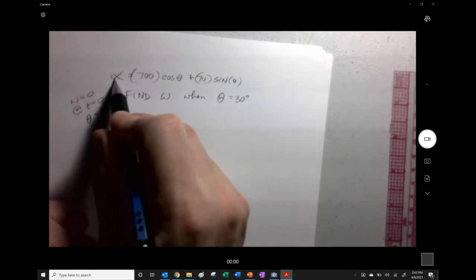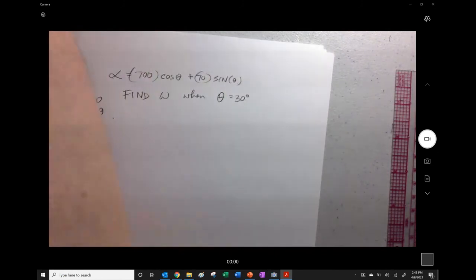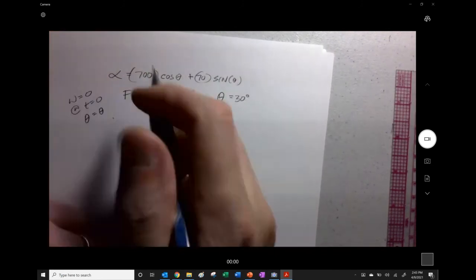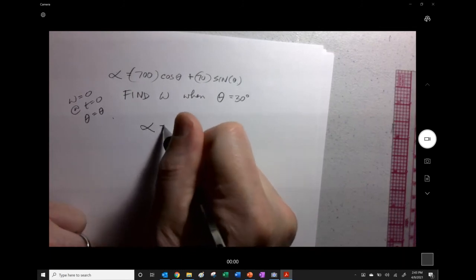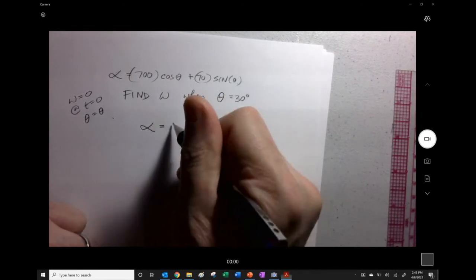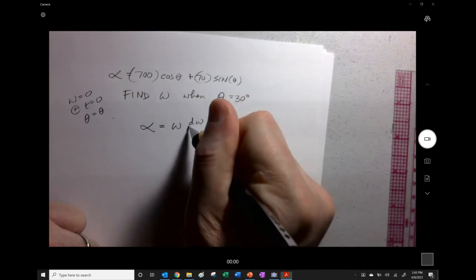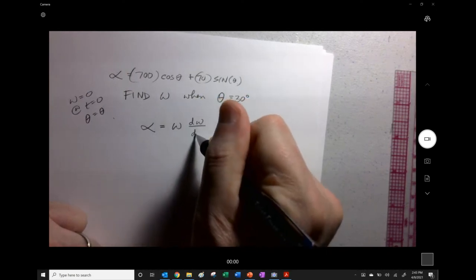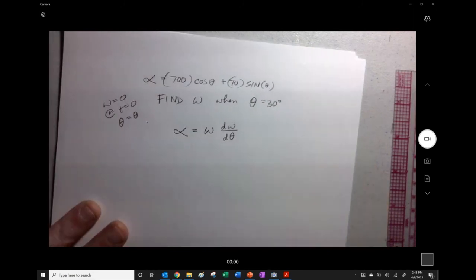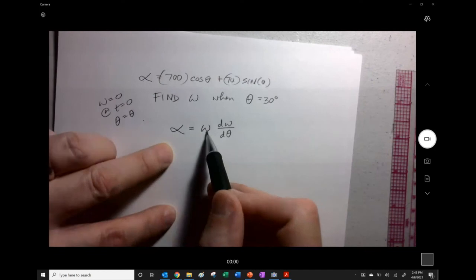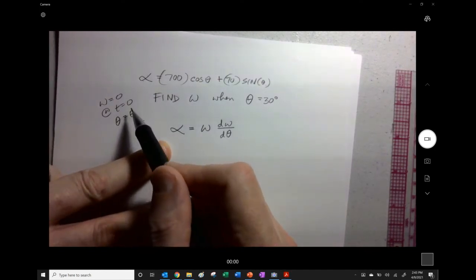Okay, so if I were to do this off the top of my head, I note that acceleration is a function of theta. So if I go to my basic kinematic equations, I could say that alpha is equal to omega d omega over d theta, right? You can see the mindset here. So we don't actually even need to have time as part of this.